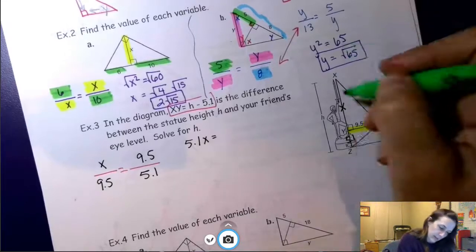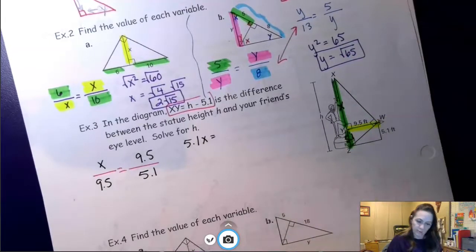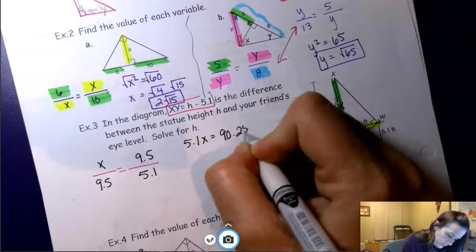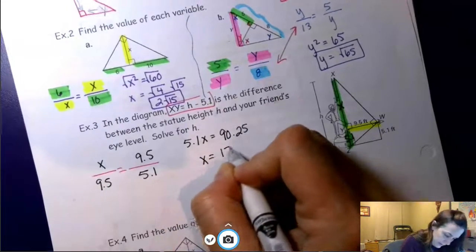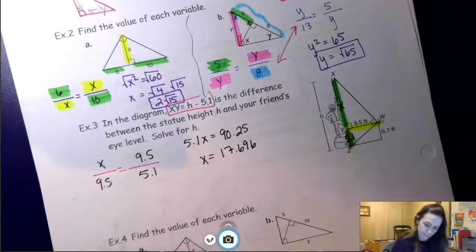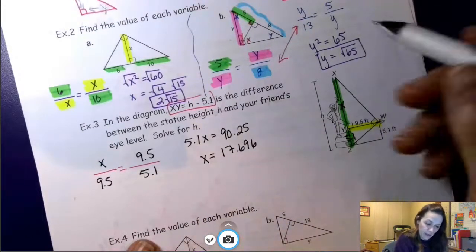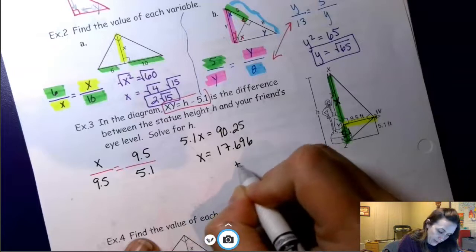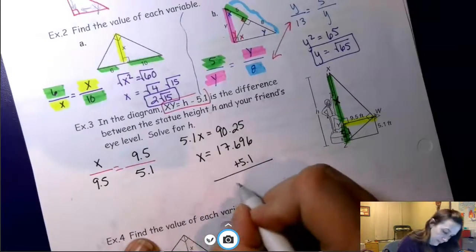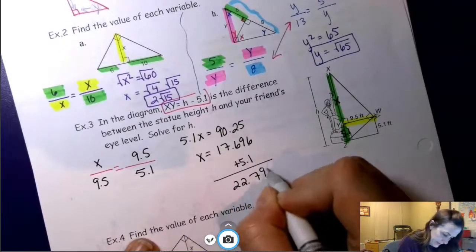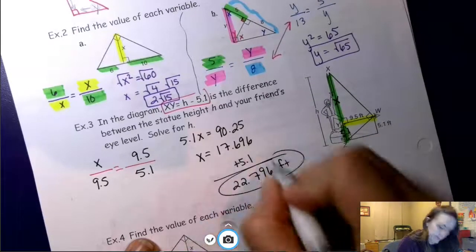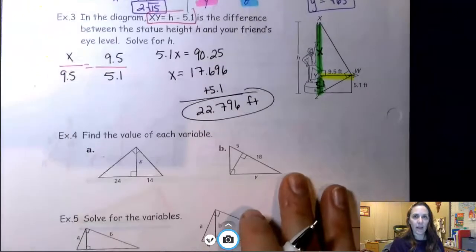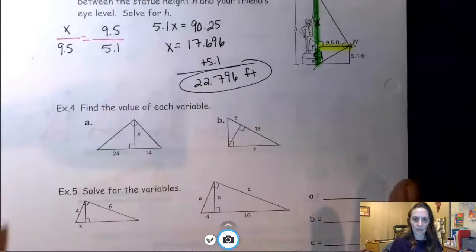If I use my color coding, sometimes that helps us. So I'm going to go ahead and color code those so you see. 9.5 squared gets 90.25. Divide, I end up with x equals 17.696. So that's x, and if I want to know the whole length of h, I'm going to add 5.1 to that. If I add 5.1, I end up with 22.796 feet. So that's what I'm looking for as my final answer. I don't think we have many that are like that. Mostly they're going to show up like this, and you have to set up your proportions.